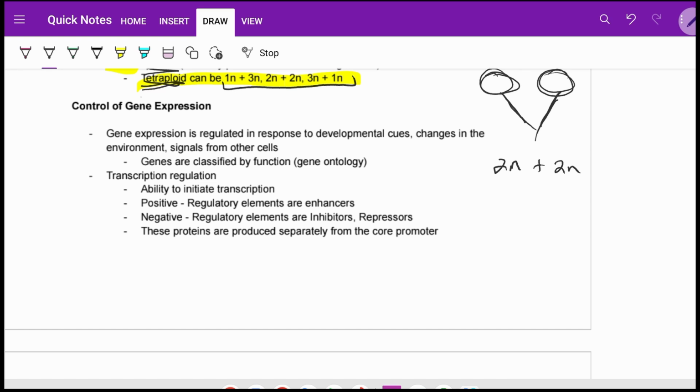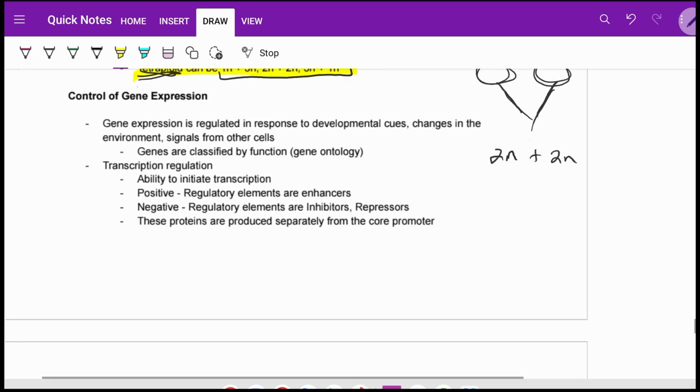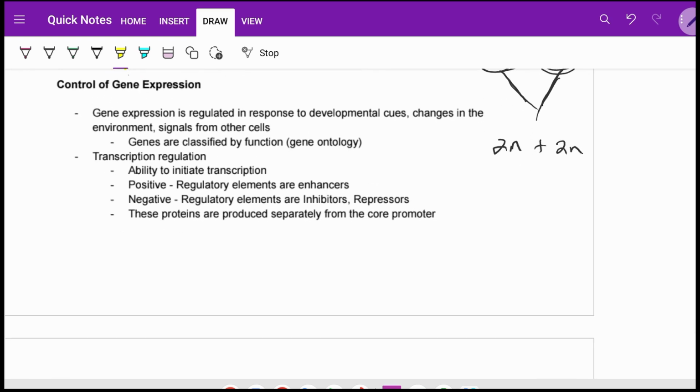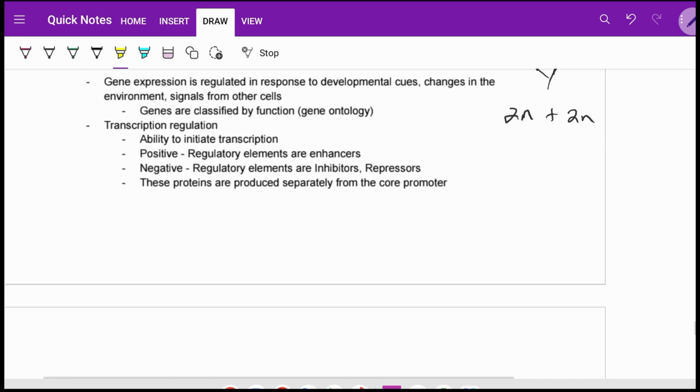So now we have control of gene expression. This is our next topic. Gene expression is a regulated response to developmental cues, changes in environment, and signals from other cells. So all of these are things that can impact gene expression. Genes are often classified by function. It's called gene ontology.